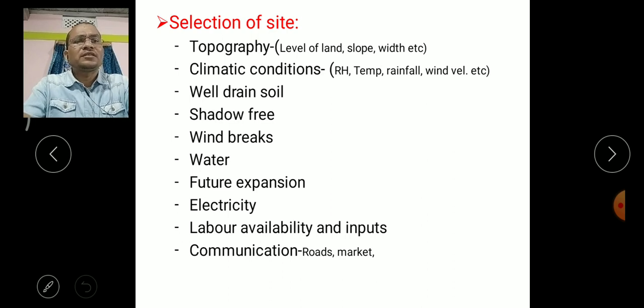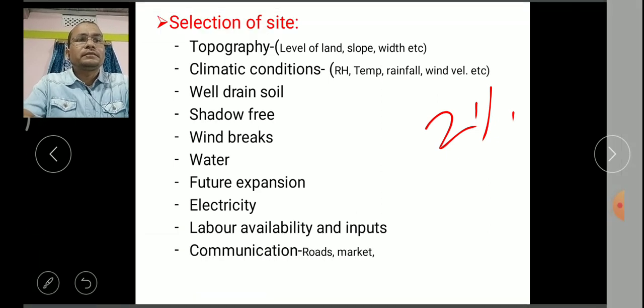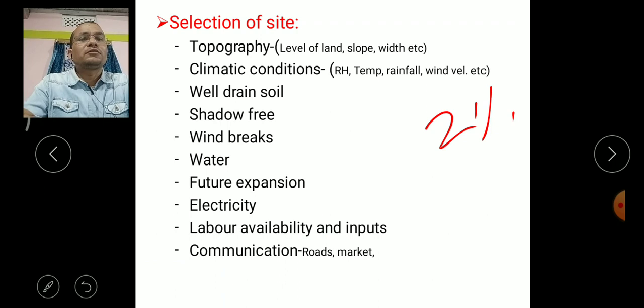If it is lengthwise, it is up to 2%. If it is widthwise, it will be up to 2.5%. We'll discuss this in the next slide. And one important parameter: if any slope is present on the land where you are going to start, the slope should be south facing, because it will create easy draining of the water.